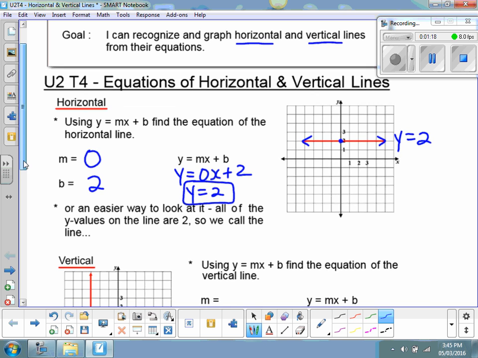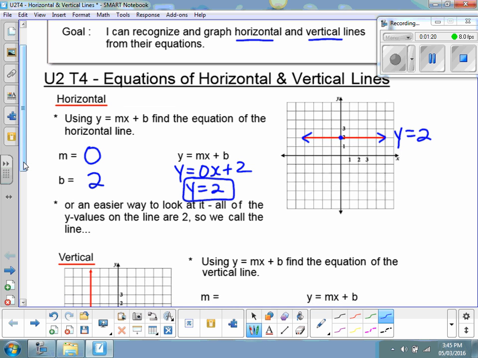But there's probably an easier way to find the equations of these types of lines. So all of the y values on that line are always going to be equal to 2. It doesn't matter which point I choose on that line, the y value is always going to be equal to 2. So really, if y is always equal to 2, then that's the equation, y equals 2.